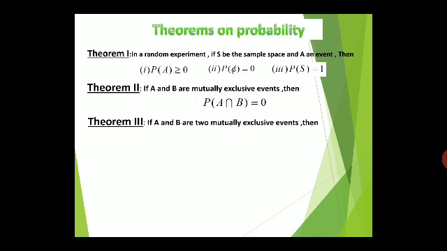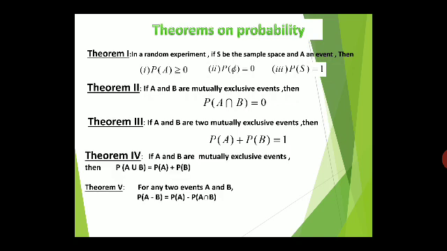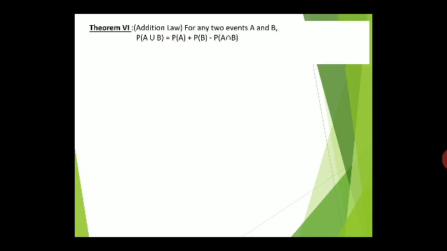Then we'll come to know theorem 3: if A and B are two mutually exclusive events, then probability of A plus probability of B equals 1. Theorem number 4: if A and B are mutually exclusive events, then probability of A union B is equal to probability of A plus probability of B. Theorem number 5: for any two events A and B, probability of A minus B equals probability of A minus probability of A intersection B.